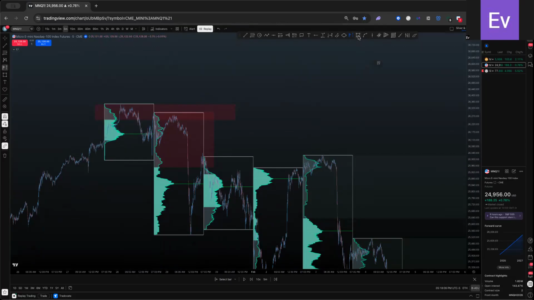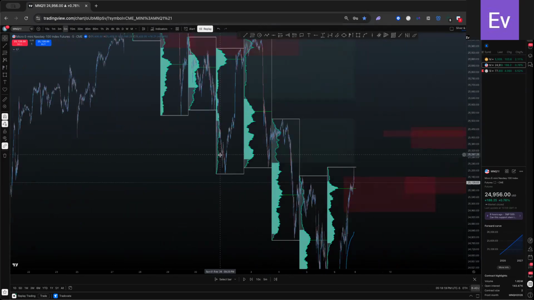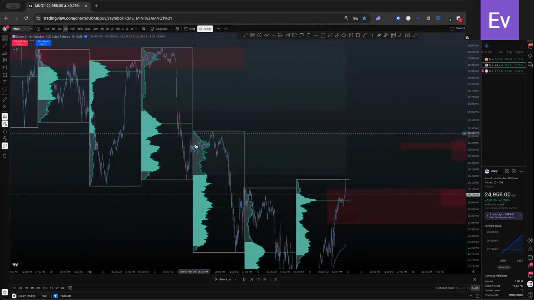And then we have this one that was left untested, right? This one we have a poor high, right? There's no value area high here. So on the next profile, we get that distribution from here. Okay, and this happens over and over again, right? And you also have to use context, obviously.